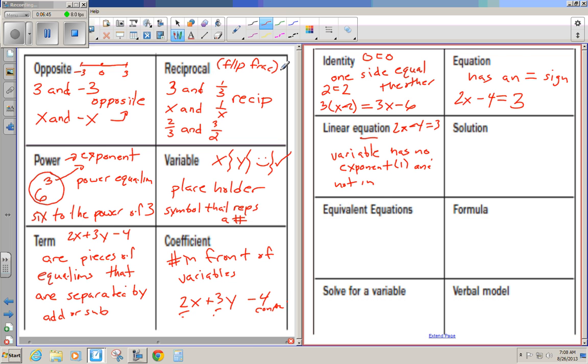And is not in the denominator. Okay. A solution, you can just say is the answer.